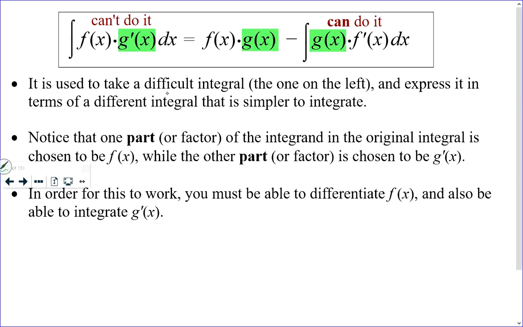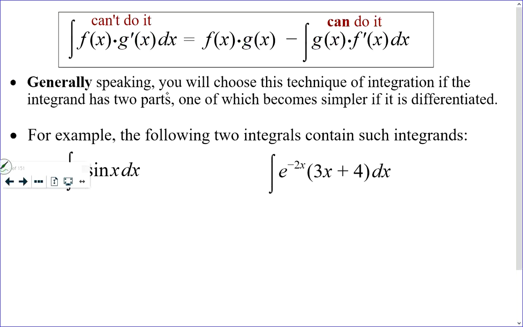So you're going to choose something for f of x which you will differentiate, and something for g prime of x which you will anti-differentiate. Generally speaking, and this is not always the case, there's going to be an exception. Generally speaking, whatever you choose for f of x is going to be the thing that gets simpler.